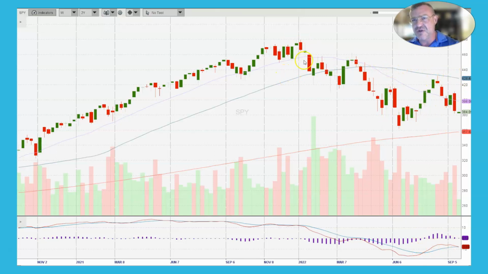What is this? This one? We see that the 20-day moving average crossed through the 50-day moving average. We see that our price action is below the 20-day moving average, below the 50-day moving average, and the 50 is starting to turn over.